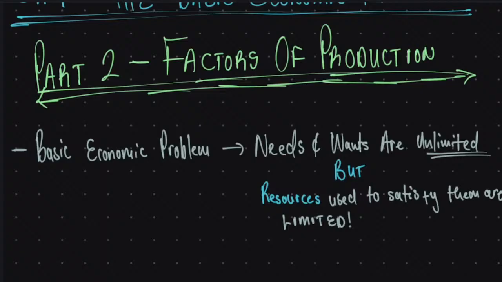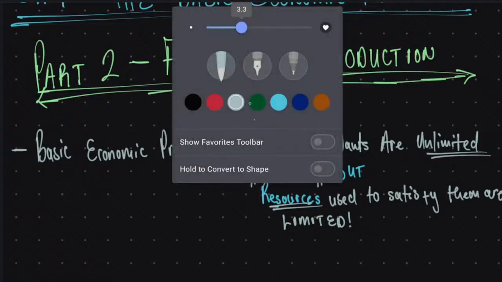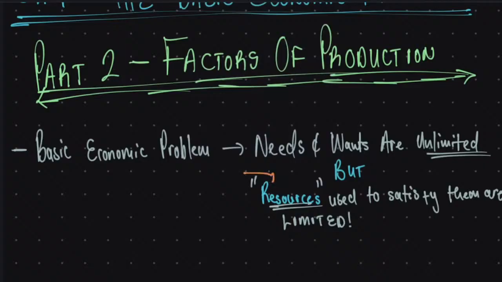But resources, so we want to focus on this word. Resources are limited. You should say, what resources are limited? Are you saying the money is limited? Are you saying the time is limited? What is the thing that you are saying is limited? Are we together? So the resources that they are saying are limited are what we call factors of production. So that's what we want to see, these factors of production that they are saying are limited.